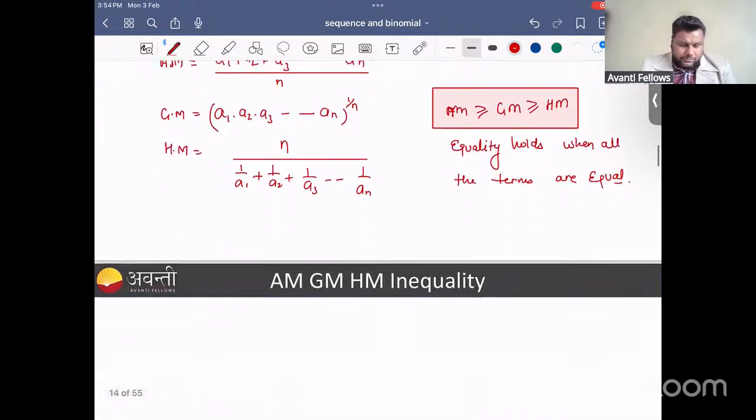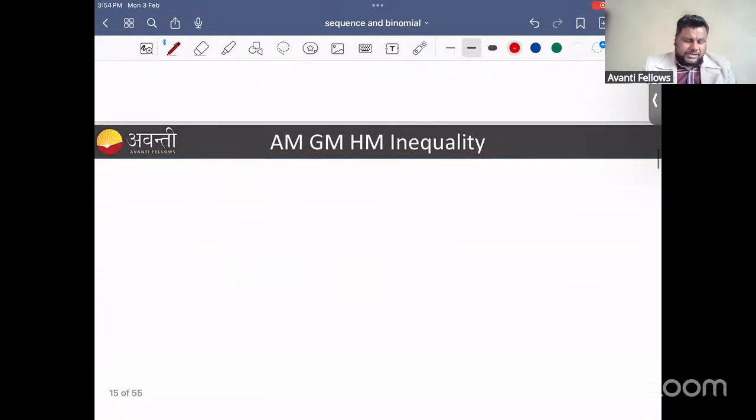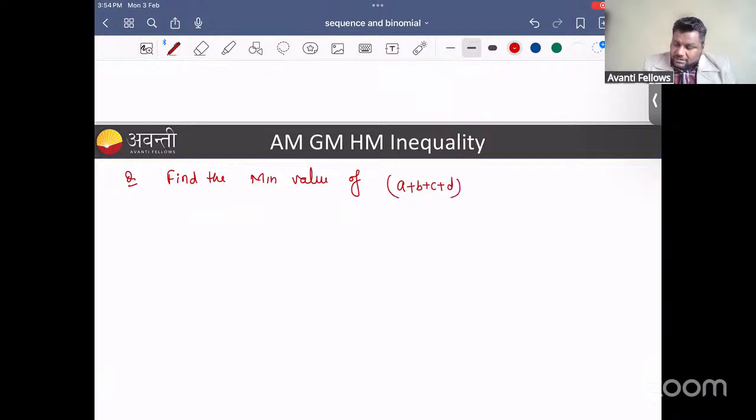Now, let's do first of all a simple question. Find the minimum value of A plus B plus C plus D into 1 by A plus 1 by B plus 1 by C plus 1 by D. Given A, B, C, D all are greater than 0.